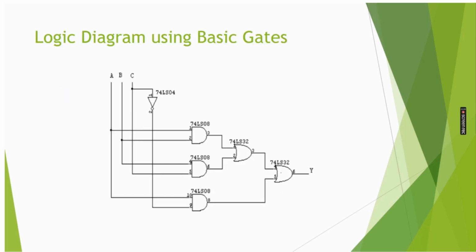So this is a logic diagram using basic gates. According to that equation, the number of gates that we are going to require is three: one is the NOT gate 7404, then the AND gate 7408, and then the OR gate 7432.